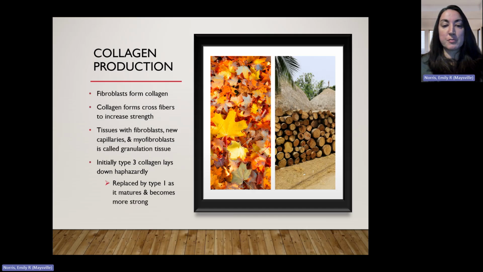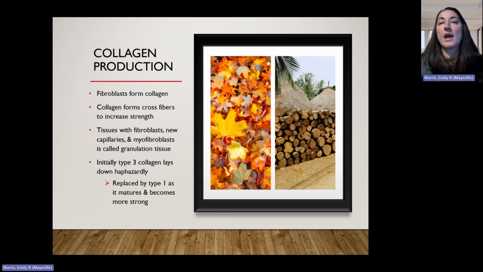During the collagen production, tissues with fibroblasts, new capillaries, and myofibroblasts form what we call granulation tissue, which tells you that there's healthy tissue creating new tissue there. Initially, type 3 collagen is what's laid down. That's laid down haphazardly, like I said, and eventually it's replaced by mature tissue, or type 1 collagen, which is stronger and which is aligned in a more organized manner to be useful.